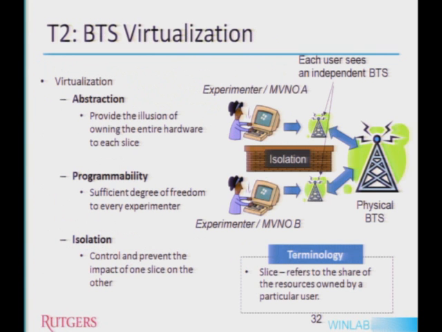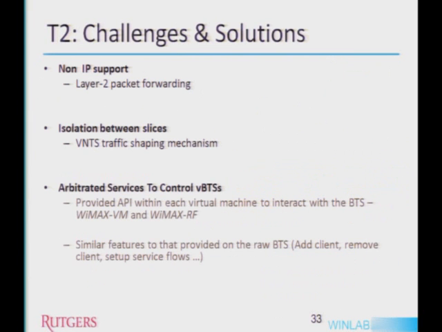So in order to virtualize, we are doing three things. This is a systems idea, so this is what is done in systems: you provide abstraction, programmability, and isolation. The abstraction part is done by emulating multiple virtual base stations to the clients or to the MVNOs or slices. The programmability part is provided through grid services, and the isolation part is provided by making sure that there is fairness, airtime fairness, across these multiple slices.